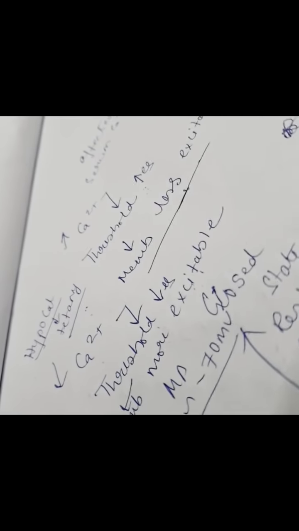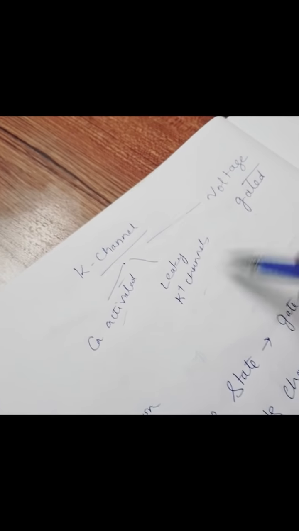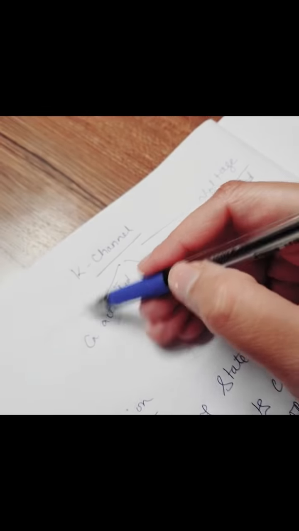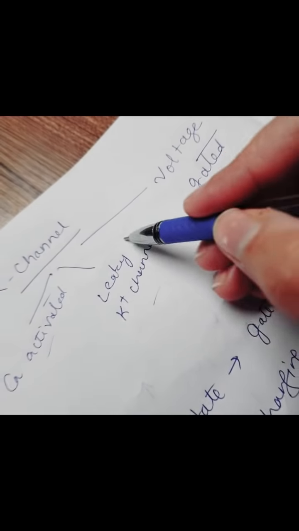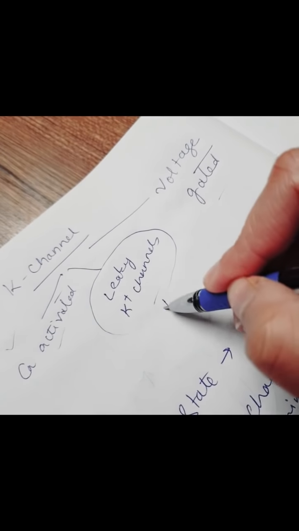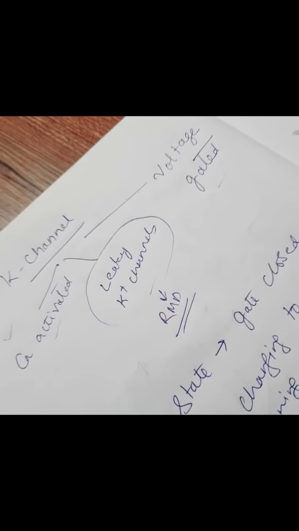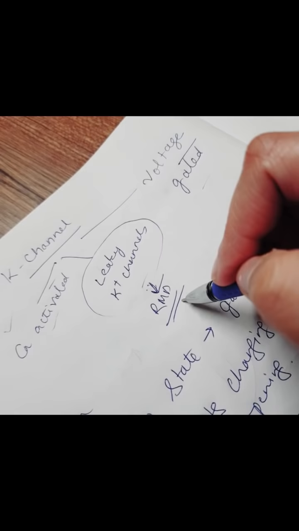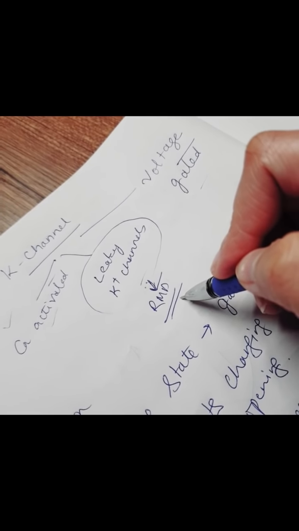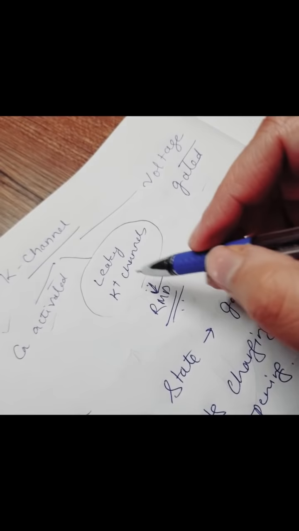Now let's go on to the potassium channels. You have already done the major part of the potassium channel. I'm just going to talk about the activation. Now, the potassium channel can be of various types: calcium activated, leaky potassium channels, voltage gated channels. These will be important later. This is out of the purview of this class. Now, leaky channels, these are important for RMP generation. I've already taught that the RMP, that the potassium efflux occurs due to the concentration gradient. This is through the leaky channels.